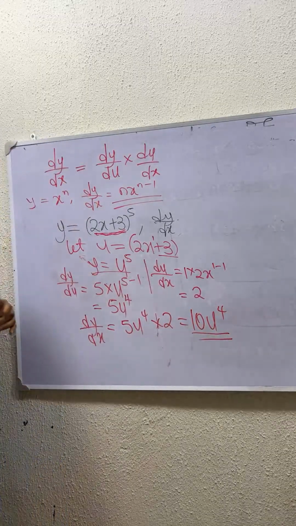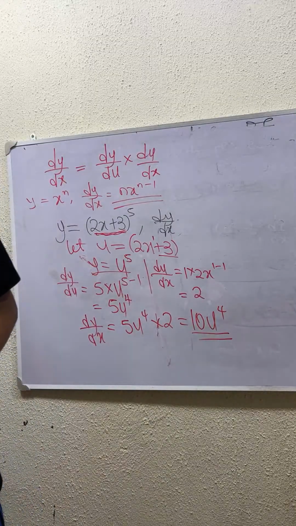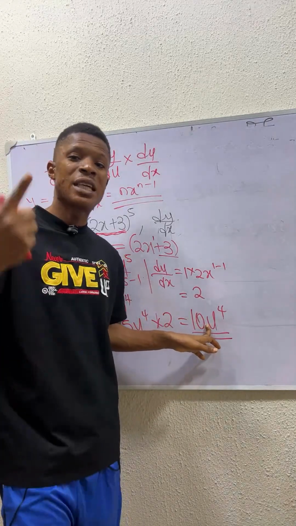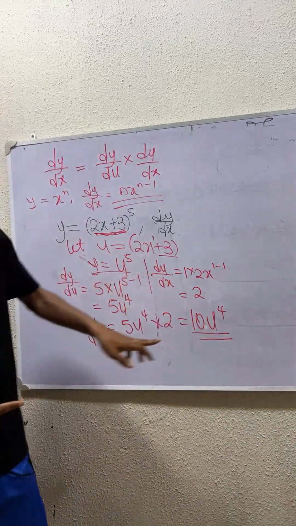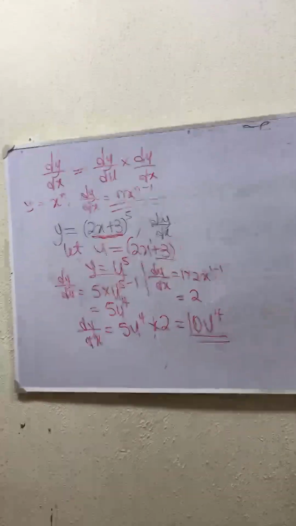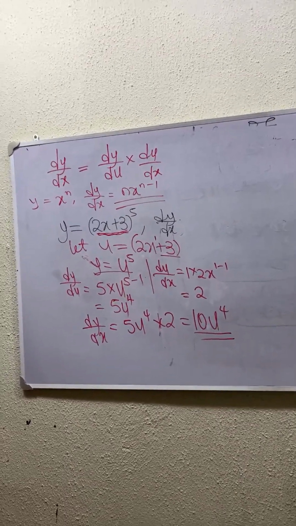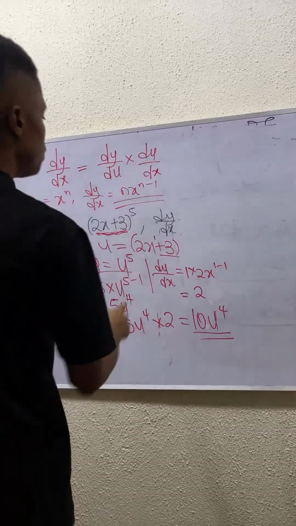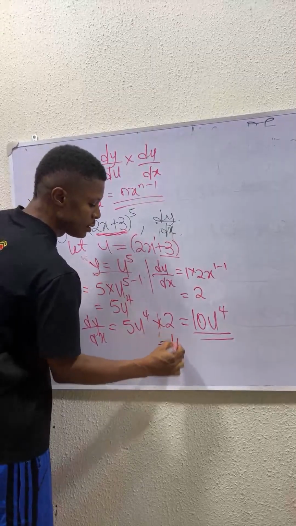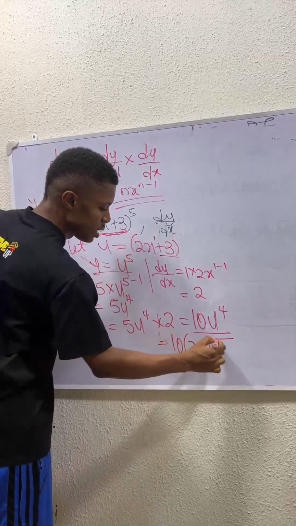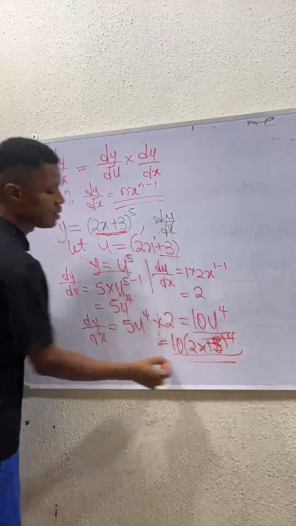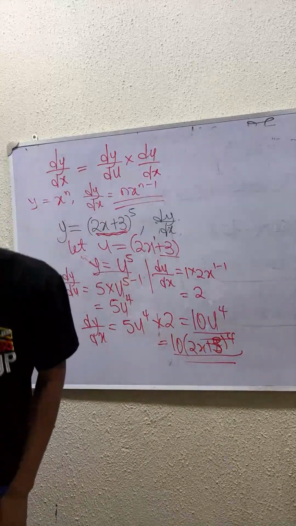Since we are differentiating with respect to x, we have to get rid of the u. To get rid of the u, we put the exact value of u. Remember, we are told that u is basically 2x plus 7 plus 3. So the differentiation will look like 10 into (2x plus 7 plus 3) power 4. And this is the answer. Very, very simple.